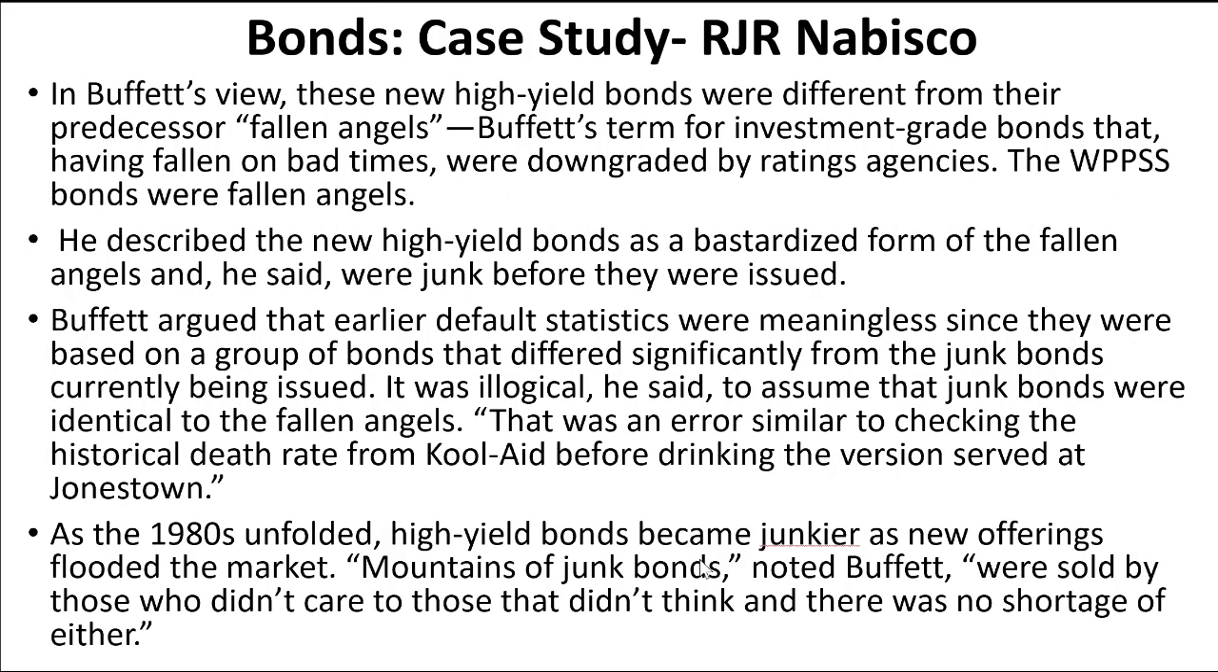So now let us go to the next case study. In the next case study, it is about RJR Nabisco. There are two kinds of bonds here: one is a junk bond and the other is fallen angel. Fallen angels are those companies that fell from reputation, as we have seen in the case of WPPSS. Now let us see the case of the so-called junk bonds. See, in Buffett's view, the new high yield bonds were different from their predecessor fallen angels, which we discussed just now.